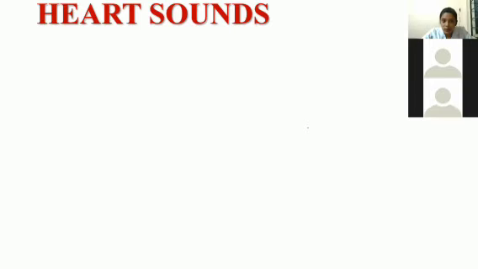Next we are moving on to the heart sounds. You all know the normal heart sounds are lub and dub. The first heart sound is known as sound 1 or S1, and the second heart sound is S2. Other than these two, in some conditions other sounds can also be heard. So let's discuss that.